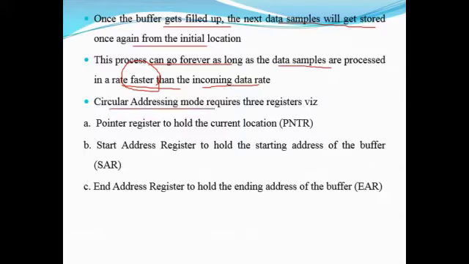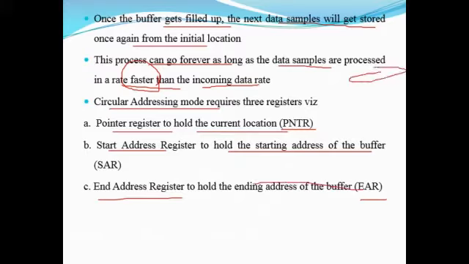So circular addressing mode requires three registers. One is PNTR. We consider it as a pointer register to hold the current location. So it will hold the address of the current location. Then we have SAR and EAR. That is, the starting address register holds the starting address of the buffer, and the end address register holds the ending address of the buffer. So that is what we require in a circular buffer.